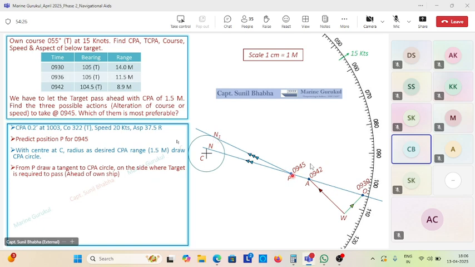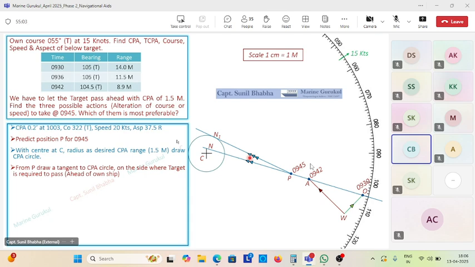If the target line of approach becomes Papa November 1, PN1, then you will see the CPA would be Charlie November 1, which is the radius of the circle, which is taken as 1.5 miles. So to have a CPA of 1.5 miles, the target should move on a relative line of approach PN1, Papa November 1. So this is the new line of approach which is desired. We have shown this using 3 arrows.